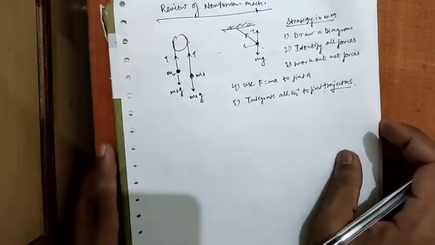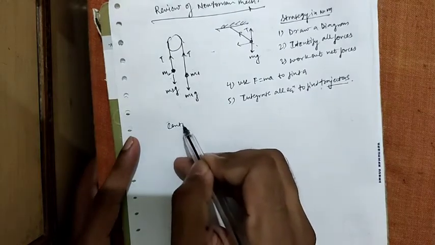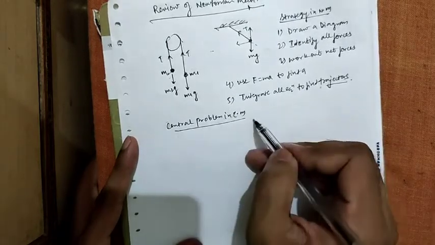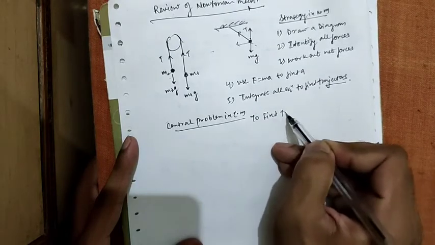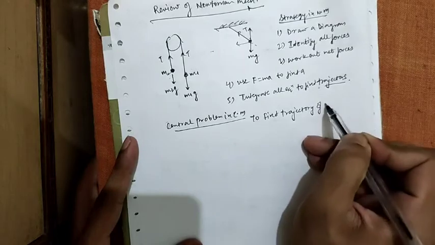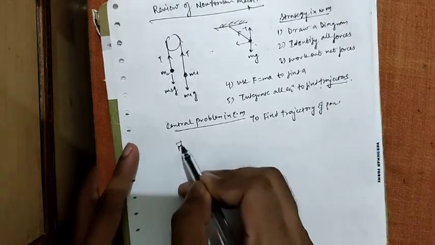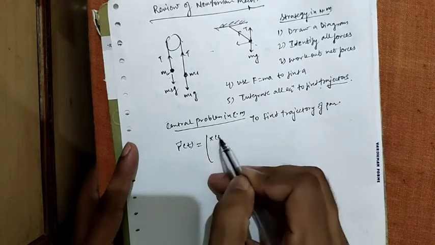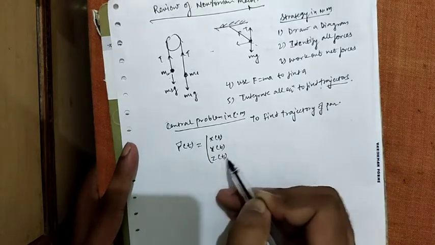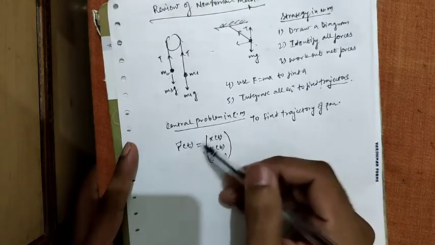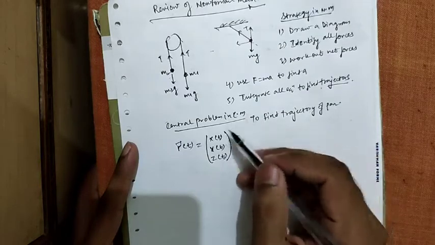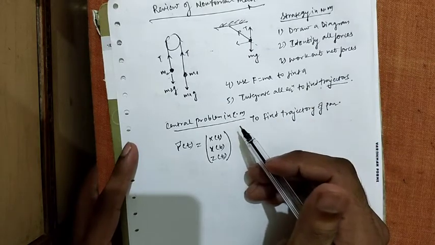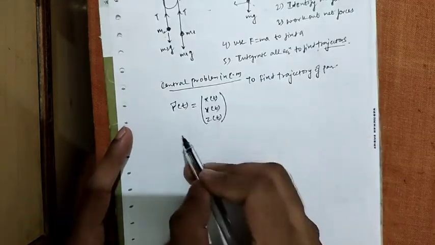So the central problem in classical mechanics is to find the trajectory of a particle. And what do I mean by this trajectory? It is denoted by r of t. It denotes the position in three dimensions by x, y, z coordinates, and it depends on one parameter t. Time remains invariant here, but as we move to relativity, time will not remain invariant.